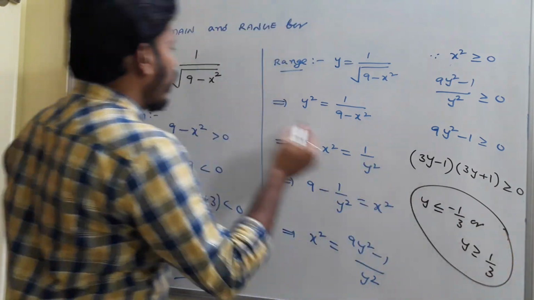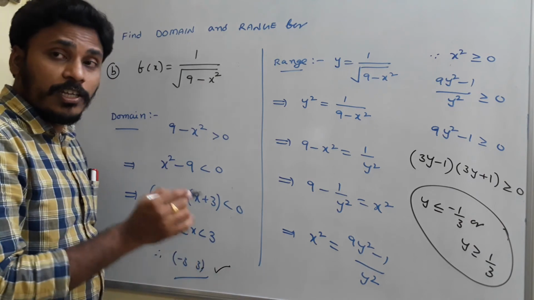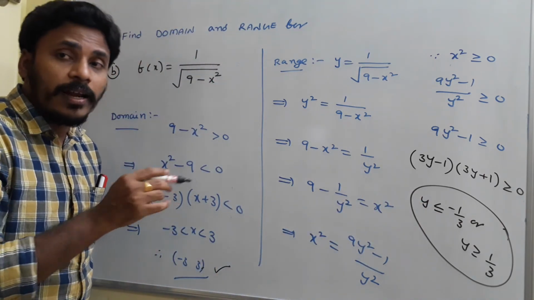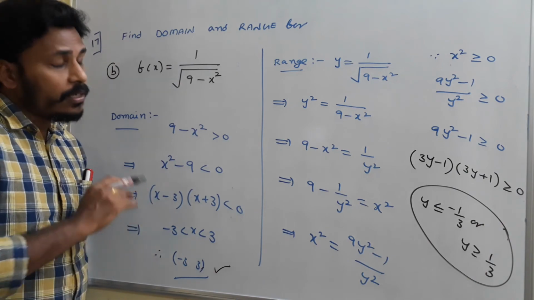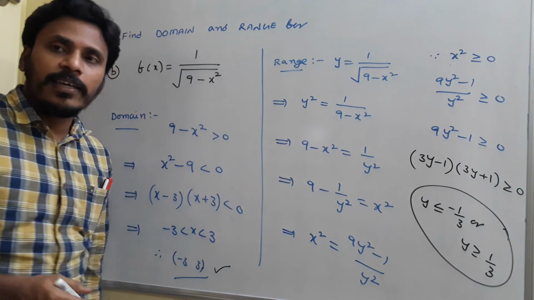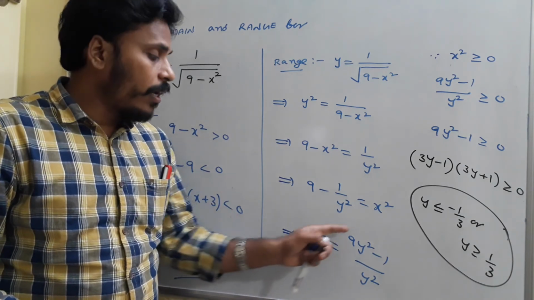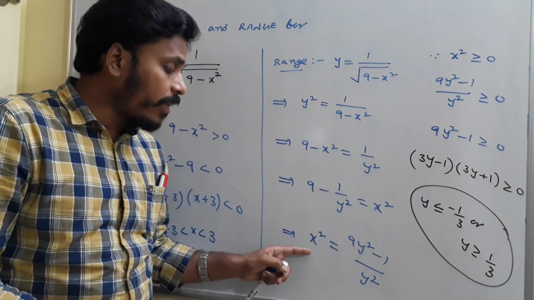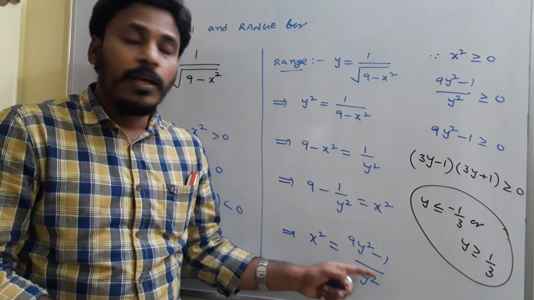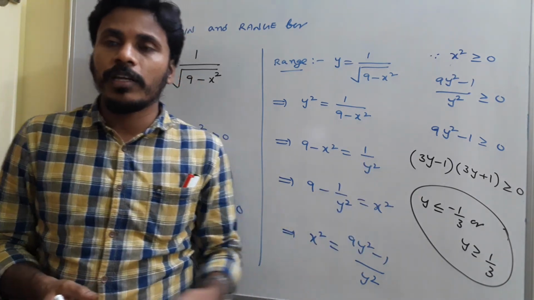This minus 3 to 3 is the domain, and y less than or equal to minus 1 by 3 or greater than or equal to 1 by 3 is the range. Just have a look. To find the range, this is the standard procedure. Taking the given function as y and expressing x or x square in terms of y. Then to make that x real, we need to restrict this expression in terms of y. From there we will get certain boundaries for y, which represent the range of the given function.